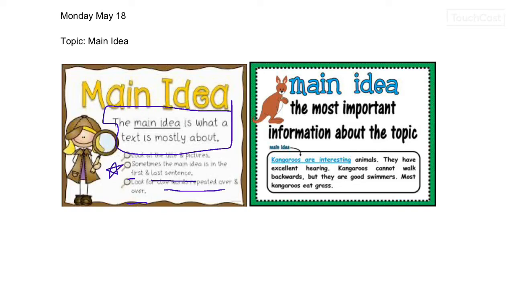Here's an example. If you read this little passage: Kangaroos are interesting animals. They have excellent hearing. Kangaroos cannot walk backwards, but they are good swimmers. Most kangaroos eat grass. So what's the whole thing about? It's the first sentence. Kangaroos are interesting animals, and then all the other things are details. Why are they interesting? Well, they have excellent hearing, they cannot walk backwards, they are good swimmers, and they eat grass. Those are all details that back up the main idea.